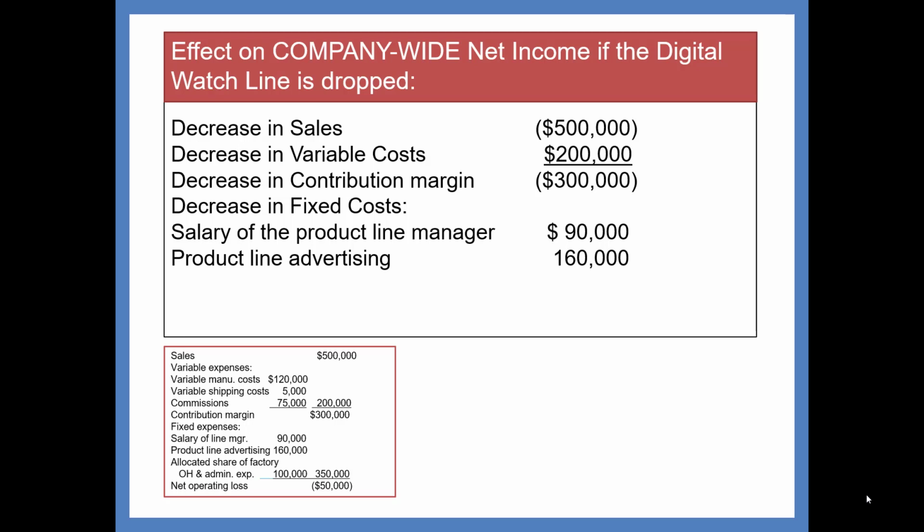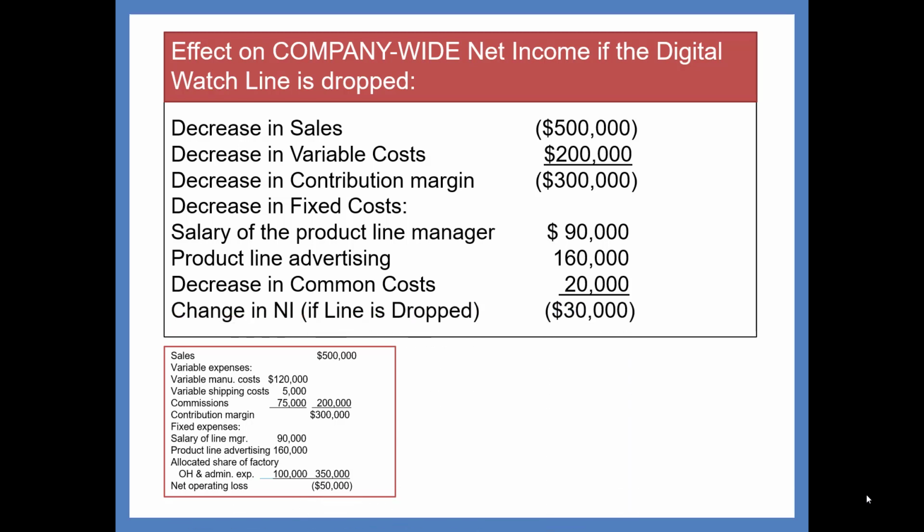Now be careful, if it had said an allocated share of advertising for the company, you would have to evaluate if any of that would go away. But since it was specific to the product line, it is a direct cost. Then we were told that the common cost of $100,000 that had been allocated to the line would only decrease by $20,000. So that will increase company-wide income, leaving a net effect if you drop the line of negative $30,000.